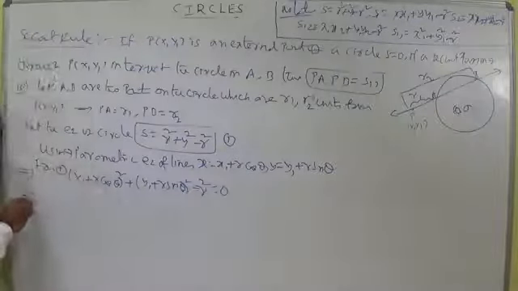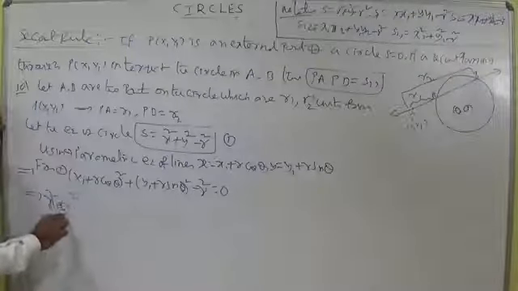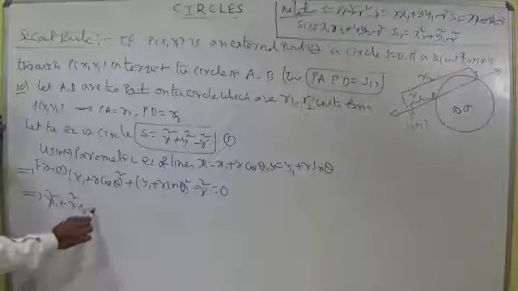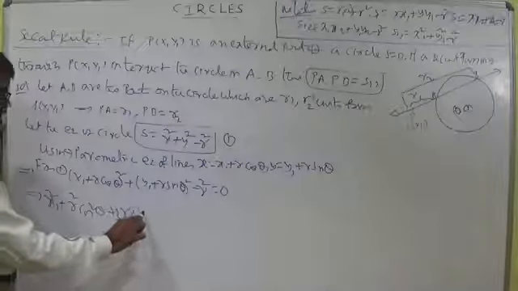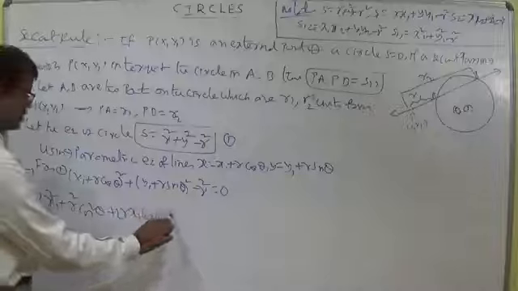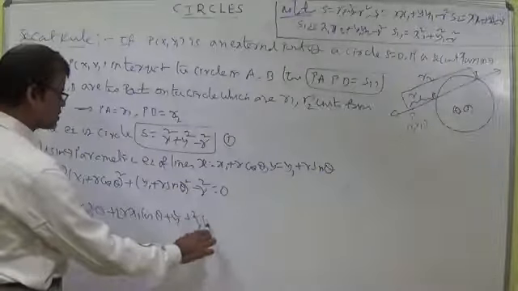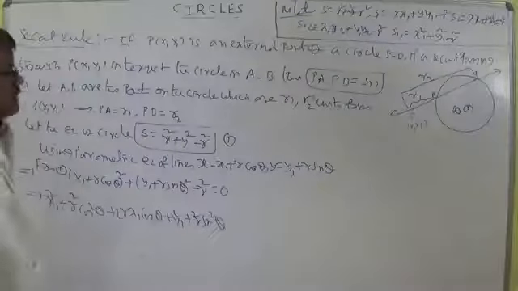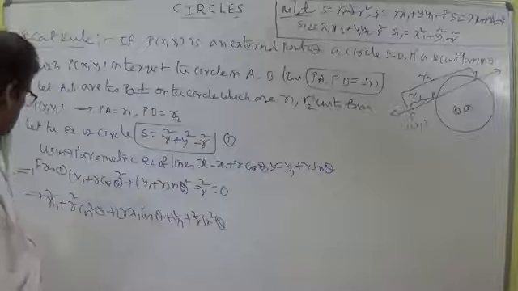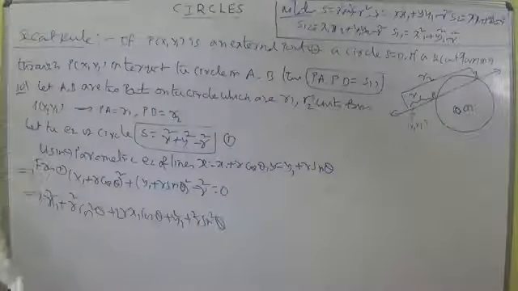That implies, I am writing this as x1 square plus r square cos square theta plus 2rx1 cos theta plus y1 square plus r square sin square theta. Better to take this, since this is also r, the letter should not clash. So x1 square plus y1 square is equal to a square.